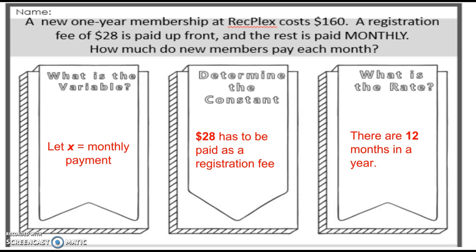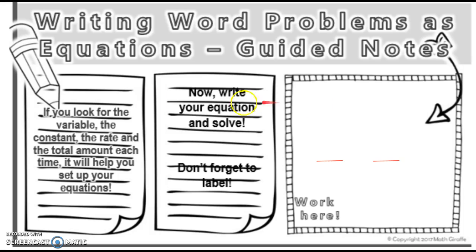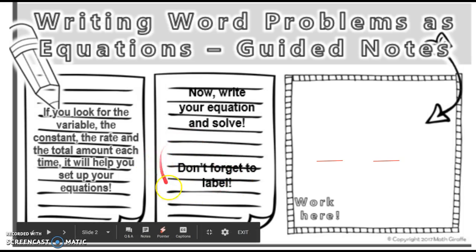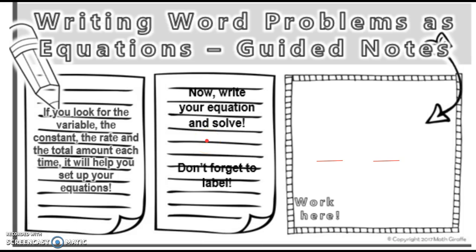After you get this down, it should start coming together. The rate is probably going to be multiplied by the variable because that's how much they pay each month. We have to add to that the registration fee, and then the total is 160. So once you identify those four things with the total, it makes writing the equation so much easier. So let's go ahead and write it. And when we get our answer, what do we always have to make sure we do? Label. These are word problems, so they have stories with them.